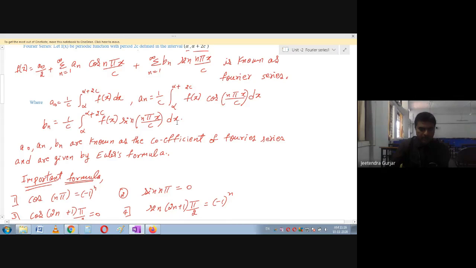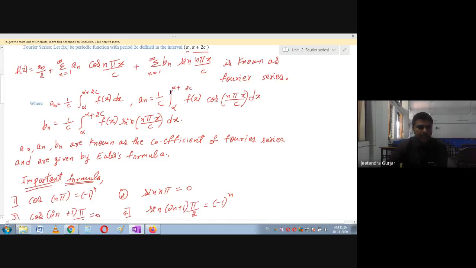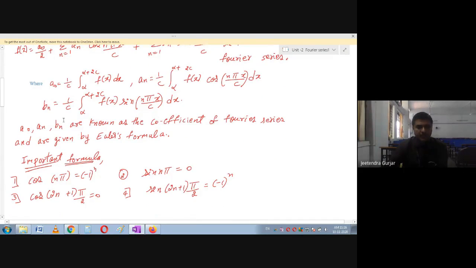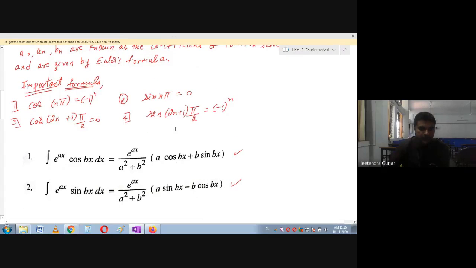So I think you have come across what this alpha to alpha plus 2c is; that will be your interval. These are the interval, so please remember, students. And a naught, a n, b n are known as coefficients of the Fourier series and are given by Euler's formula. So please remember this. We'll just go through some of the important formulas here, students. Throughout this Fourier series you must practice these formulas.